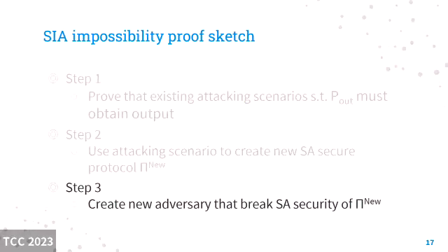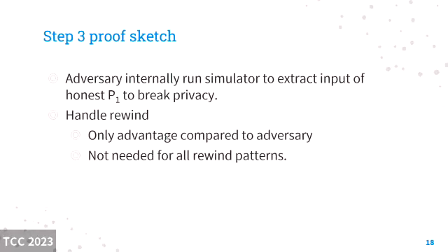Then let's go to the final step of this proof. What do we want to do? We want to create a new adversary that can break the security we just proved, and this will lead to a contradiction. The core idea of step 3 is that we want to create a new adversary that will internally run a simulator and try to extract input from only party one. If he succeeds, he can break the privacy requirement and reach a contradiction.